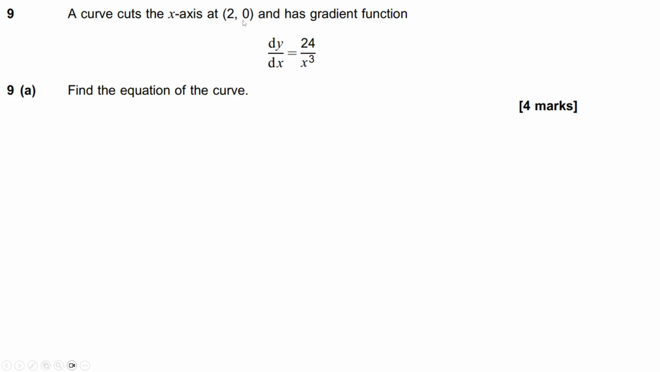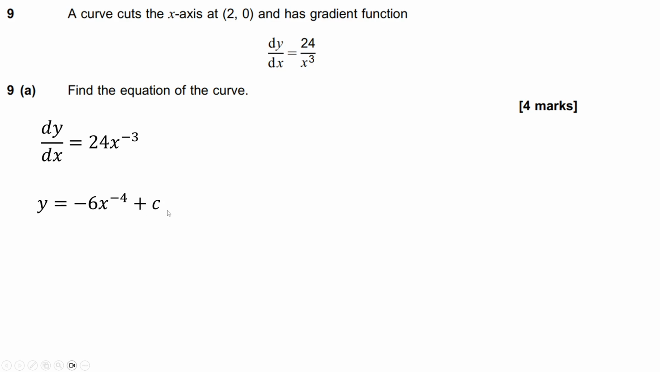A curve cuts the x-axis at this point here and has gradient function this. Find the equation of the curve. Just write this as 24x to the minus 3. You could just not do that and just integrate if you feel comfortable doing that. But if you write it like this, and then just obviously integrate this, so this becomes minus 6x to the minus 4 plus c.